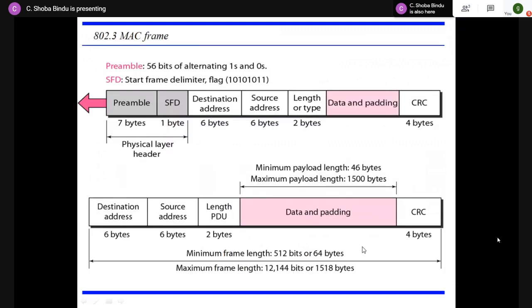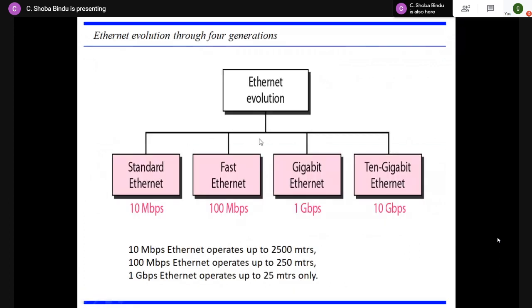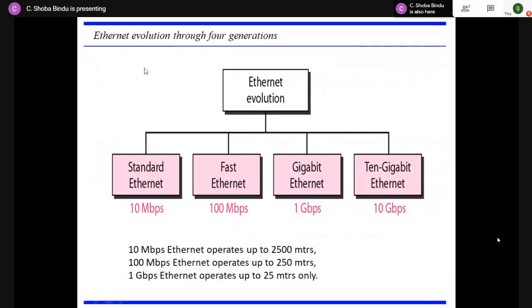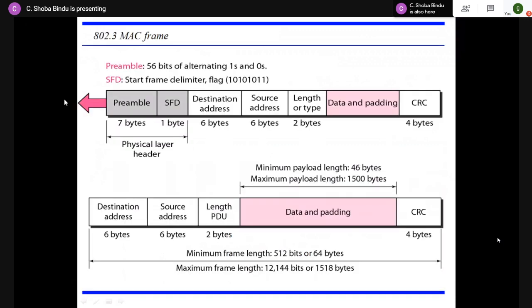Before we go into the standard Ethernet, we'll have a look at the 802.3 Ethernet frame format. So how you are going to transmit the frame over here. This is the format of the frame that you are going to have.